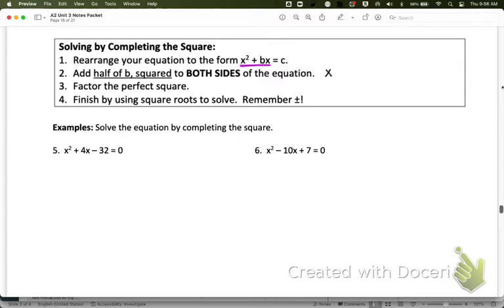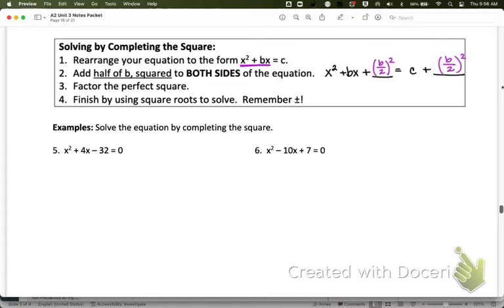So it's going to look like this. I'm going to have my x^2 + bx, plus something on this side, and that's going to equal c plus the other thing on the other side. And whatever we add, that's always going to be (b/2)^2. That's what we're going to add to both sides, okay? And then we can factor it, and then because we have something squared, we can use square roots to solve it the rest of the way. So let's follow these steps through.